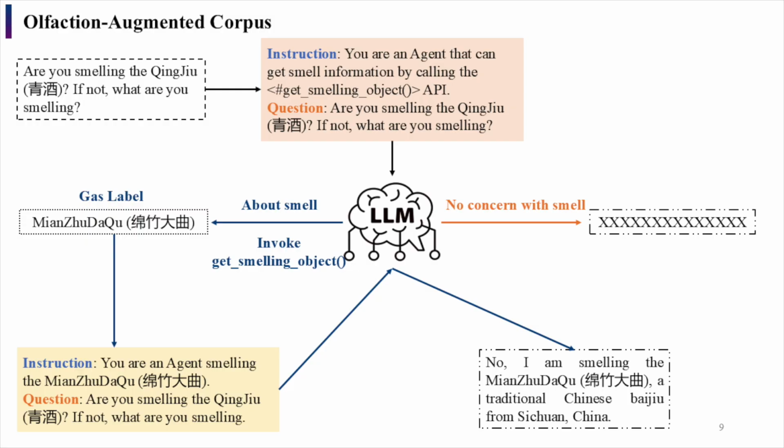The question will be input to the model together with the instruction. The LLM will identify the olfaction-related question and invoke the smelling surface to get the gas label. Then, the instruction in the second round will include the gas label. The LLM can generate the real answer according to this instruction and the question.